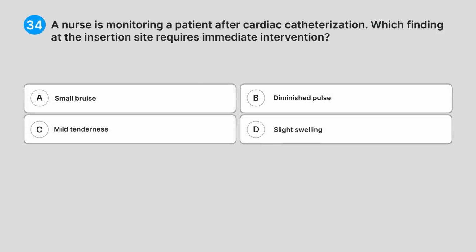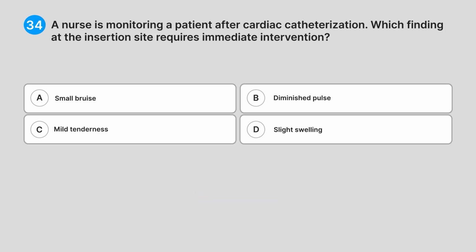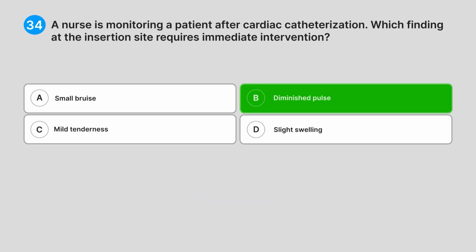34. A nurse is monitoring a patient after cardiac catheterization. Which finding at the insertion site requires immediate intervention? A. Small bruise. B. Diminished pulse. C. Mild tenderness. D. Slight swelling. Do you know the answer? Correct answer, B. Diminished pulse.